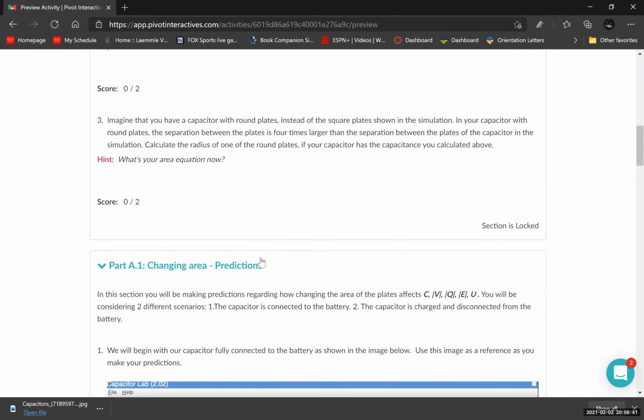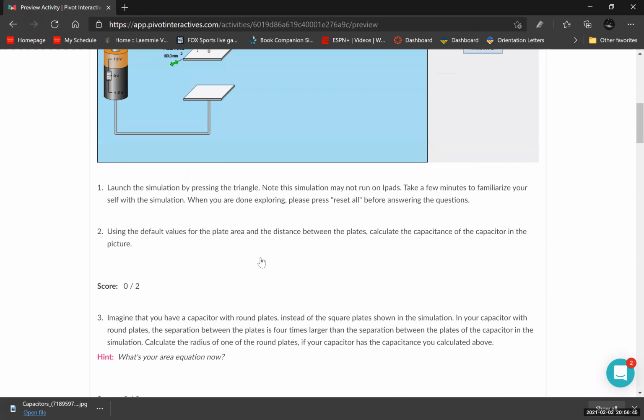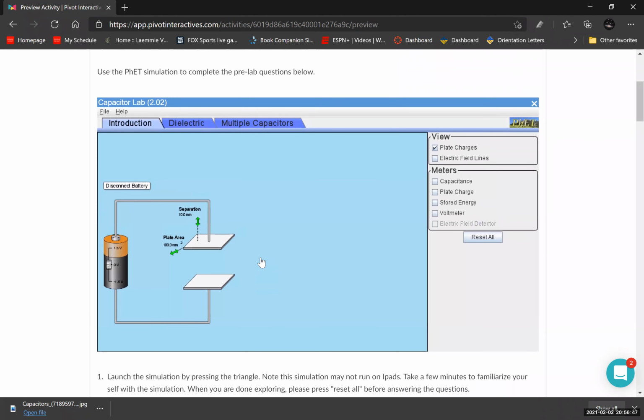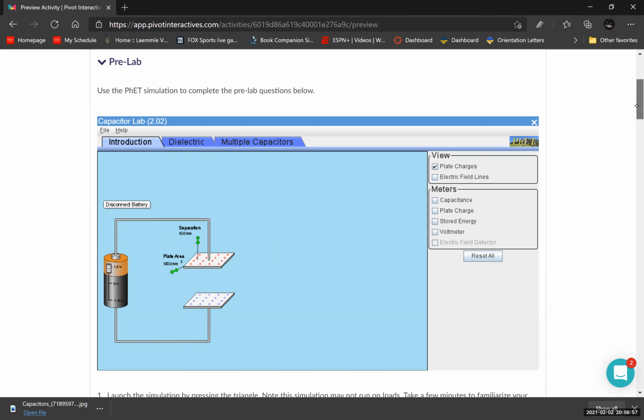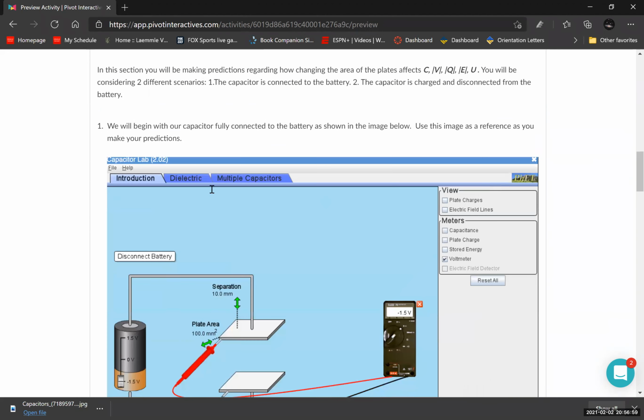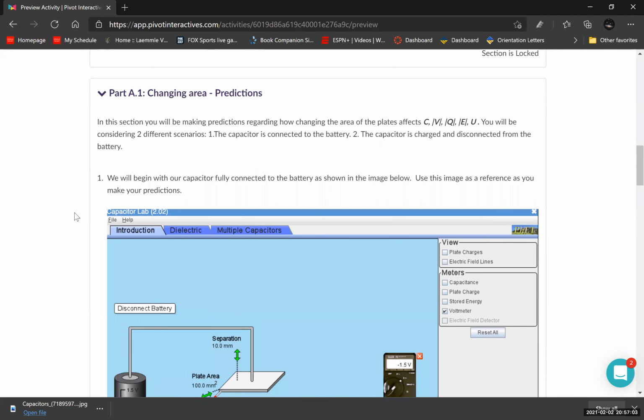So here's A1, which is changing area and predictions. As you can see, here I have the simulation, and several parts that show you what you need to do in order to make measurements and things like that.